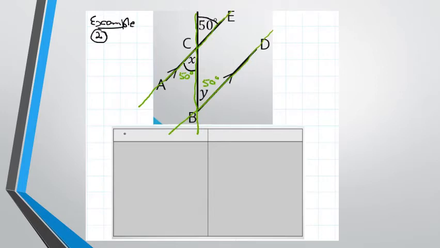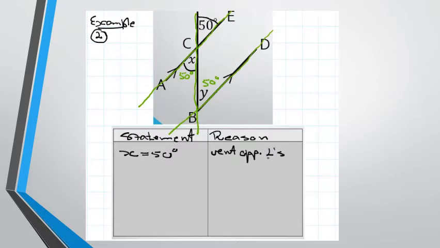So I'm going to start here again by saying statement and reason. First of all, I'm going to make the statement where I say x is equal to 50 degrees. And my reason again, vertical opposite angles. And there I have that reason for that one.